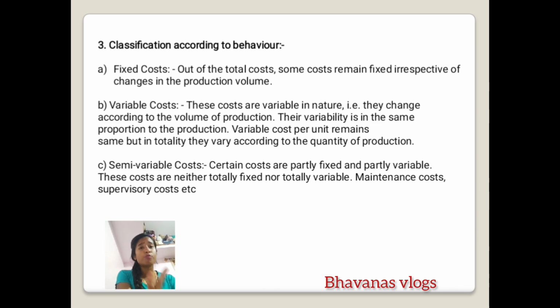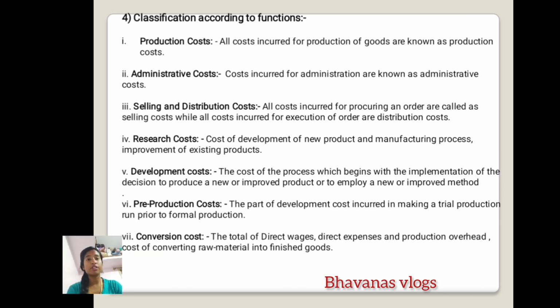The mixture of both fixed and variable cost is known as semi-variable cost. So this is about the third classification. Now let's move to the fourth one. The fourth classification is classification according to the functions, and here we have some other points.